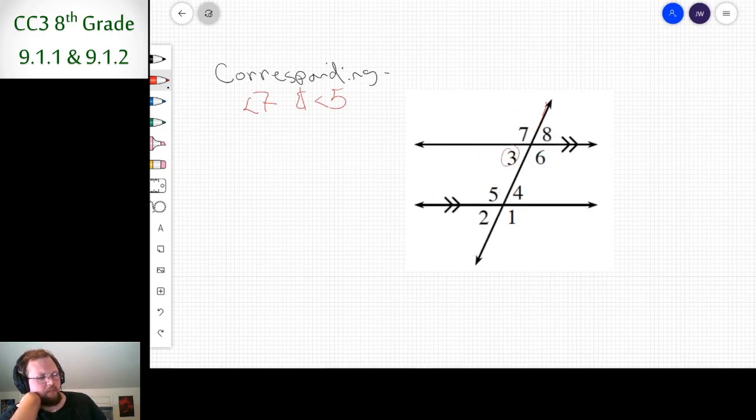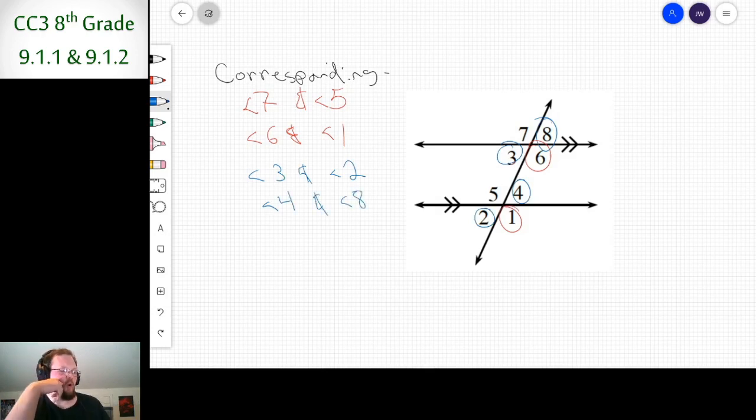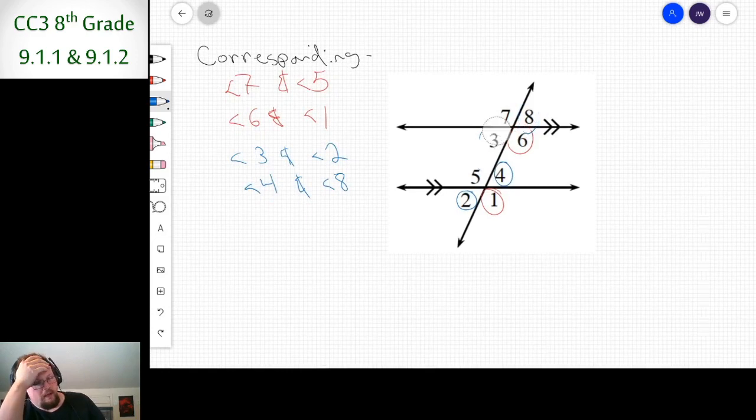Angle 3 corresponds to angle 2. I'm just going to keep all the same ones the same. So 7 corresponds to 5. Angle 6 corresponds to angle 1, because they're on the same side there. Angle 3 corresponds to angle 2. And then angle 4 corresponds to angle 8. Those are corresponding angles. And you can get some other angles out of this.